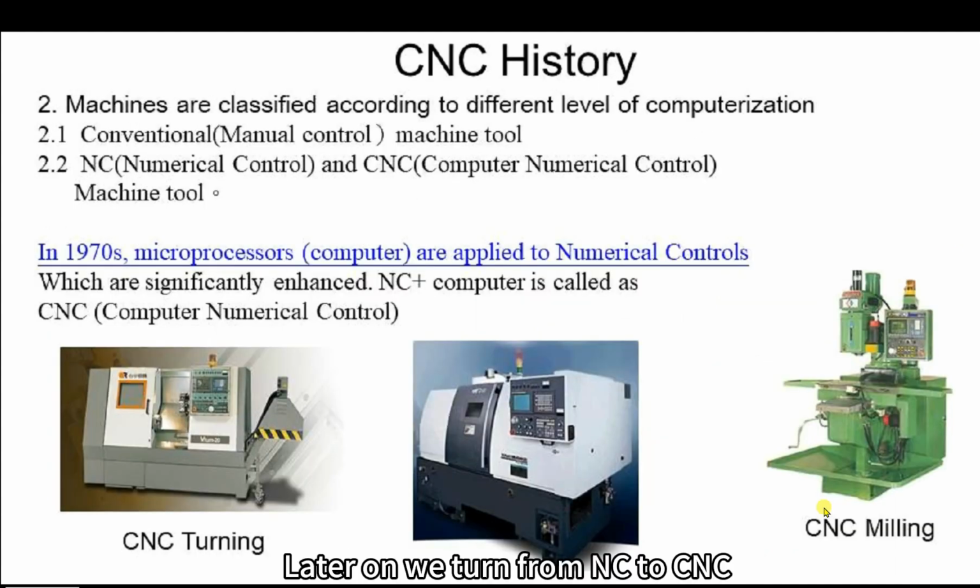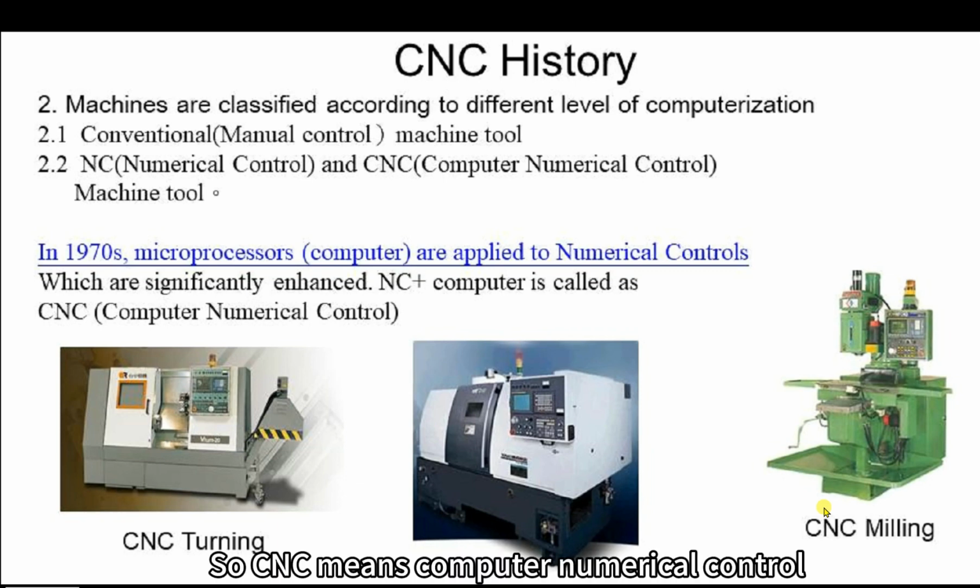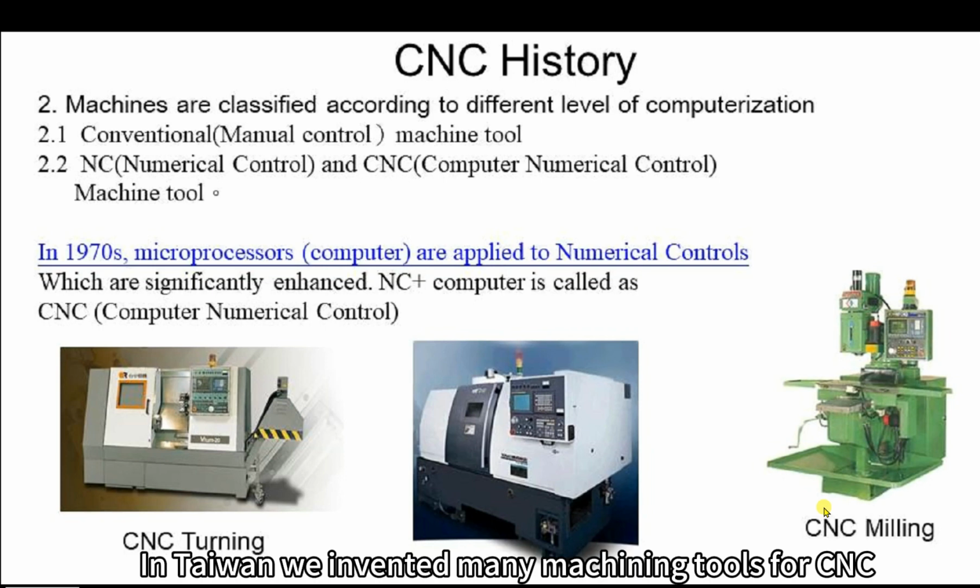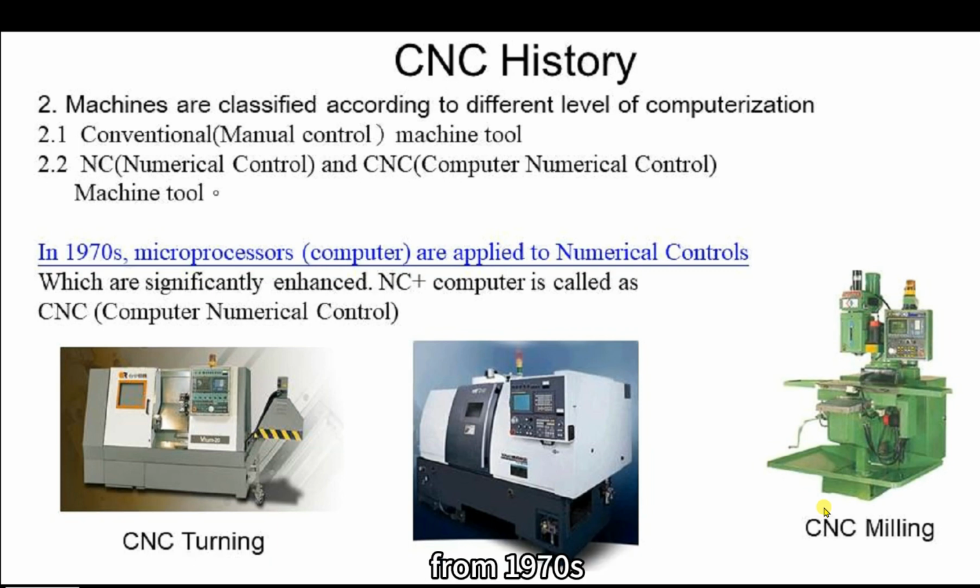Later on, we turned from NC to CNC. NC means numerical control. C means computer. So CNC means computer numerical control. In Taiwan, we invented many machining tools for CNC from the 1970s.